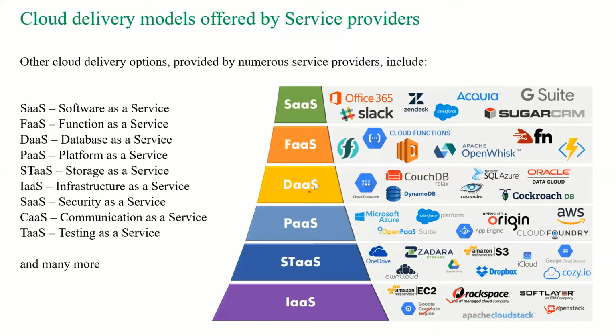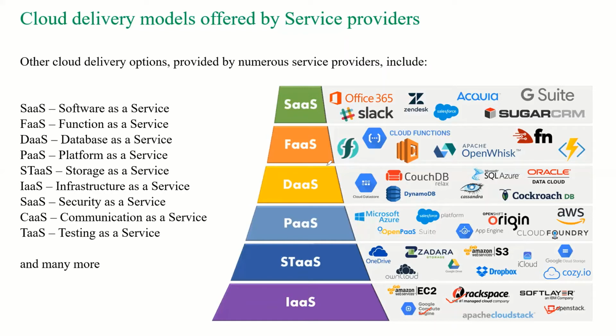Next, database as a service. We have DynamoDB, which is from AWS. Once again, Oracle provides a database in their cloud. We have one more called Cockroach database. These are all very recent, upcoming database delivery models. SQL is available from Microsoft Azure. We have Cloud Datastore. There are many online database services available.